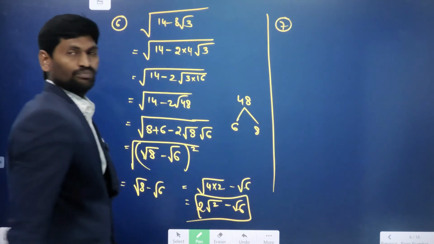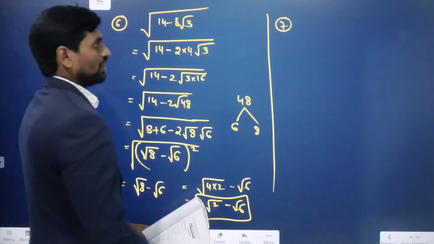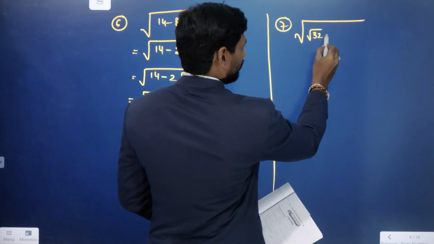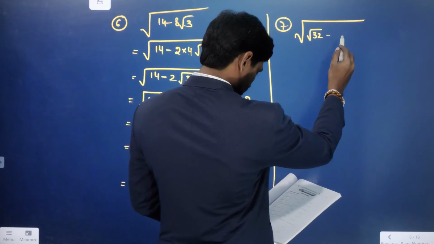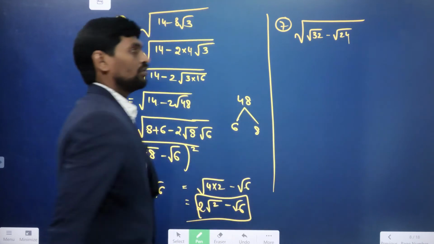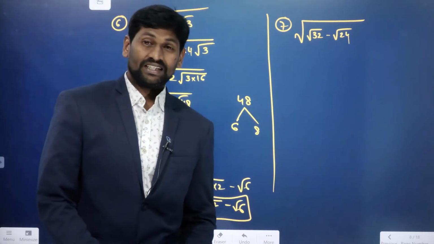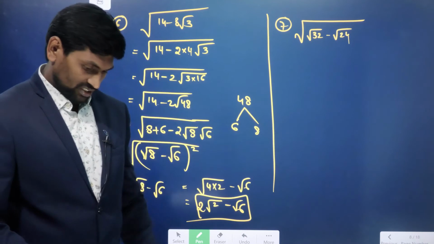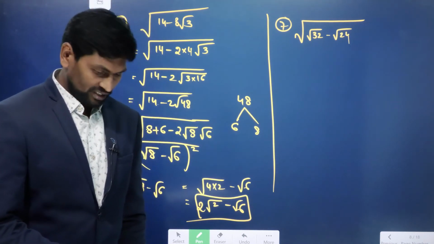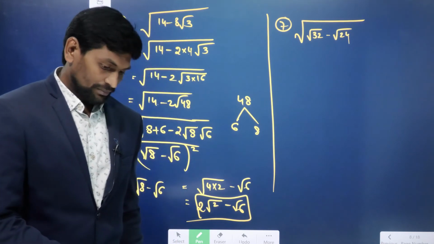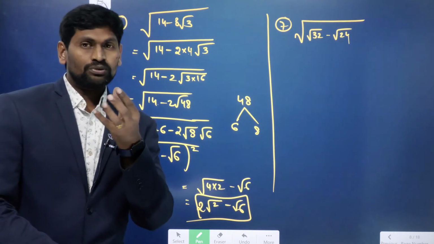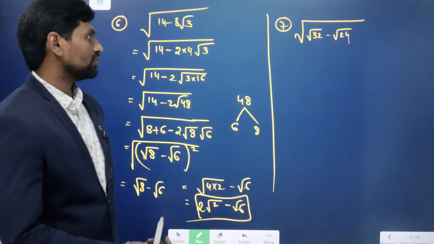Next, the seventh one. Find the positive square root of root 32 minus root 24. Root 32 minus root 24. But just check the options once. First option is fourth root 2 into root 3 minus 1. Fourth root 2: every option has fourth root 2 as a common term. That means we should try to bring root 2 outside, common from both of them.